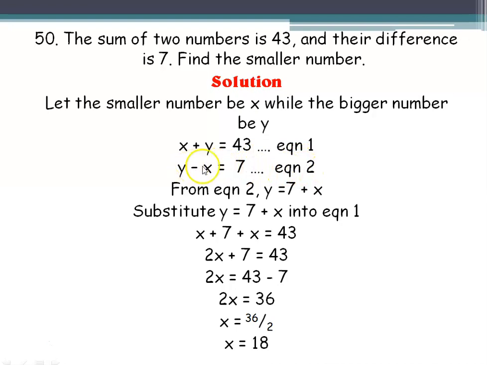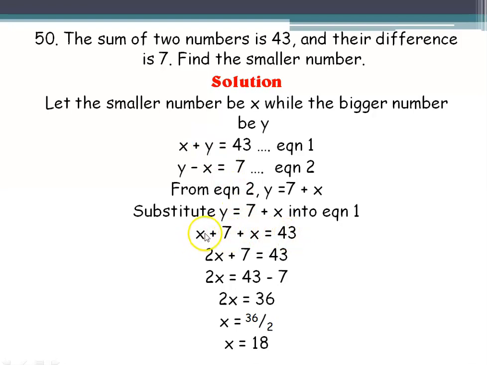So from equation 2, I want to make y the subject of the formula. I'll bring my minus x across, and since it's crossing the equality sign, it becomes plus x. So from equation 2, y is equal to 7 plus x. The next thing is to substitute y equals 7 plus x into equation 1. Instead of y, I put 7 plus x: x plus 7 plus x is equal to 43.